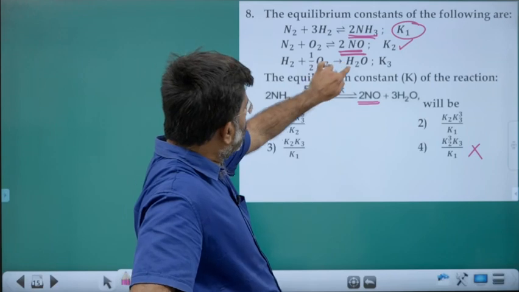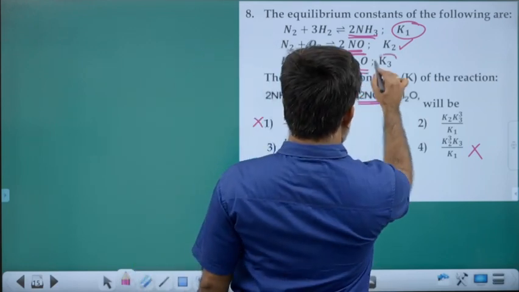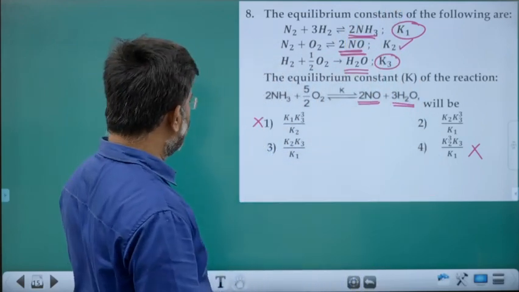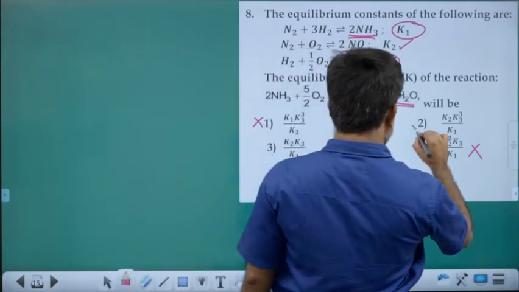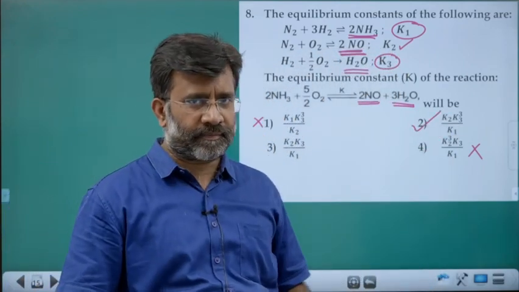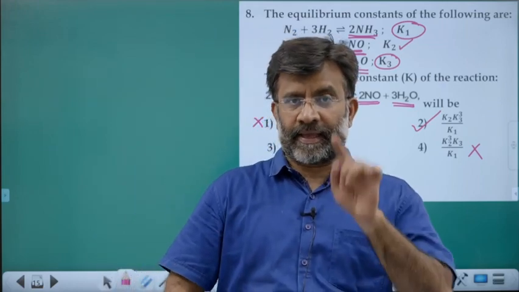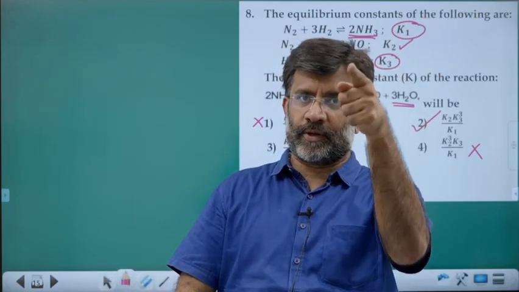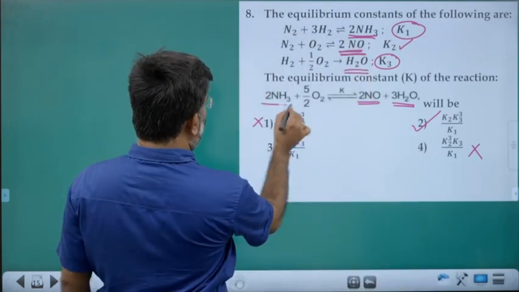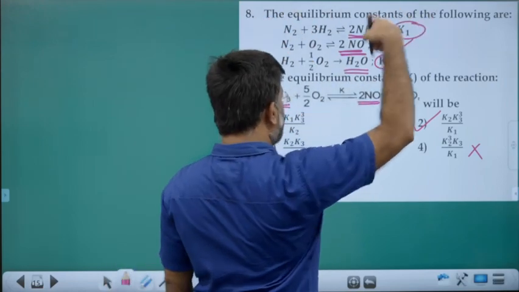Now, I want the 3 water molecules on right hand side. Here 1 water molecule and K3. 3 water molecules means K3 raised to 3. So, the answer is second choice. K1 in the denominator, K2 in the numerator, K3 raised to 3 in the numerator. How do we understand? Ammonia, left hand side. Here, ammonia, right hand side, coming to left hand side, K1 will become 1 by K.